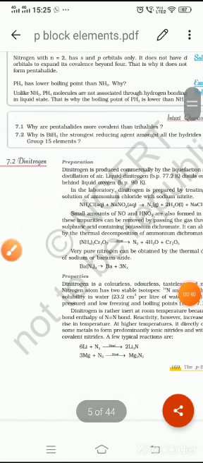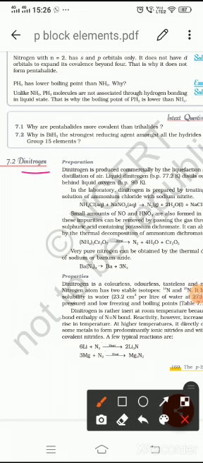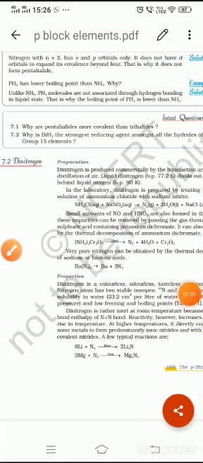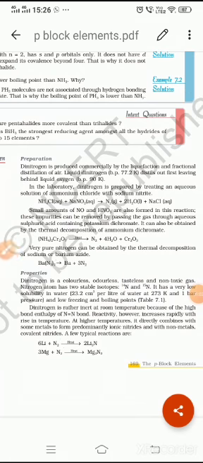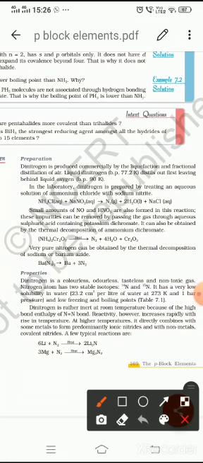So dinitrogen is N2, which is commercially prepared by the liquefaction and fractional distillation of air. In the laboratory, nitrogen is prepared from ammonium chloride. The very simple preparation is ammonium chloride with sodium nitrite. When they react, it gives dinitrogen in the lab along with water and NaCl. Small amounts of NO and HNO3 are also formed, which can be removed as impurities by passing the gas through aqueous sulfuric acid containing potassium dichromate.